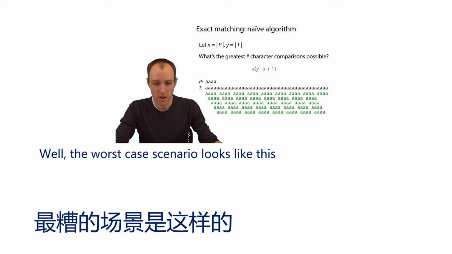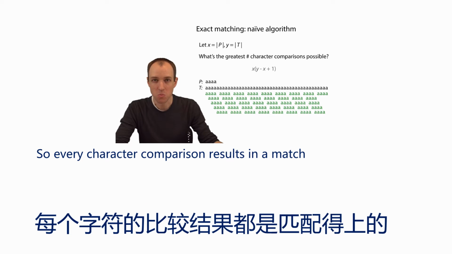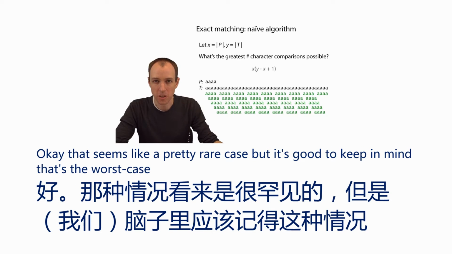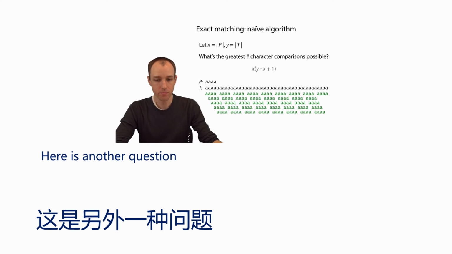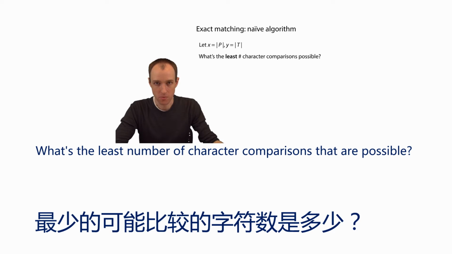Well, the worst case scenario looks like this. This is a scenario where every character of P matches every character of T. So every character comparison results in a match, and therefore we go through the inner loop the maximum number of times. That seems like a pretty rare case, but it's good to keep in mind that that's the worst case.